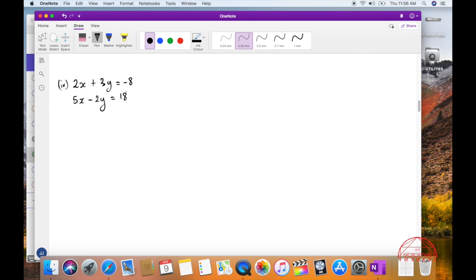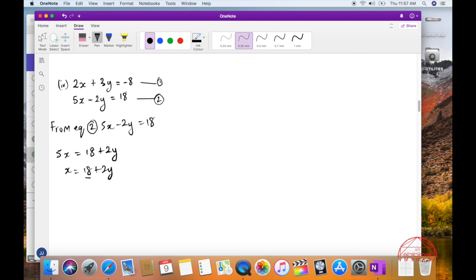We see here that 2x plus 3y is equal to negative 8, and we'll call that equation 1. And 5x minus 2y is equal to 18. We'll call that equation 2. Now let's try from equation 2: 5x minus 2y is equal to 18. And I'm going to throw the 2y across so everything will be nice and positive. So therefore 5x is equal to 18 plus 2y, and x is equal to 18 plus 2y, all divided by 5.